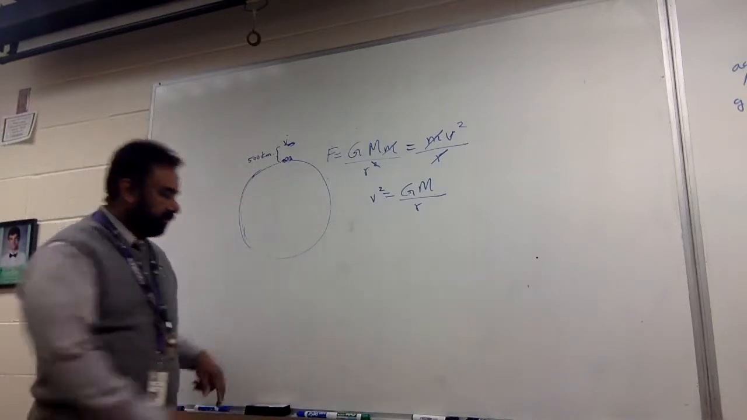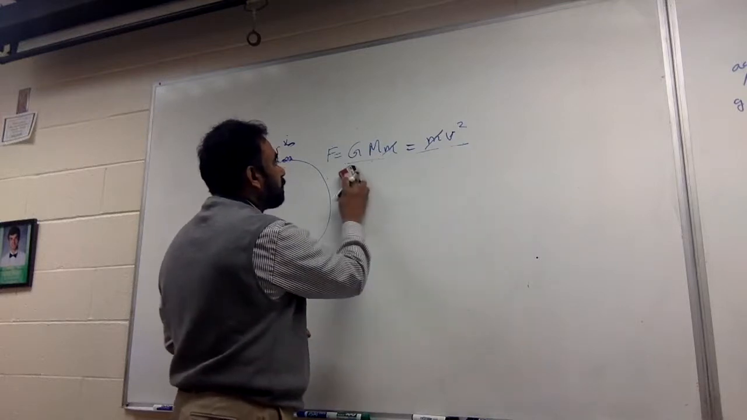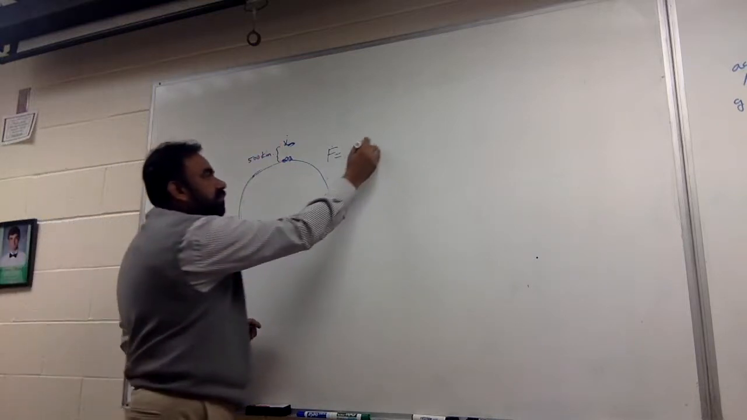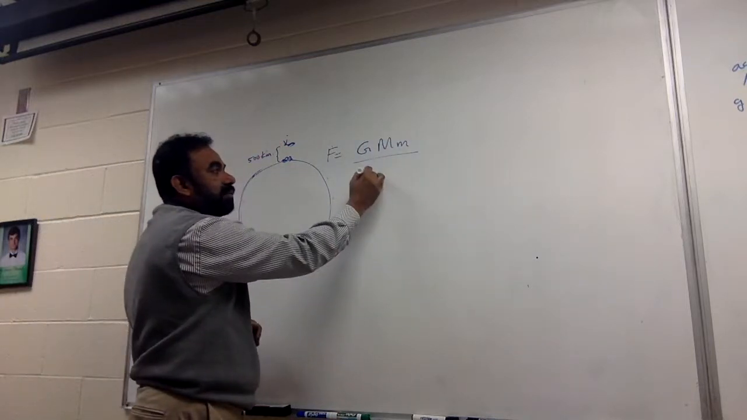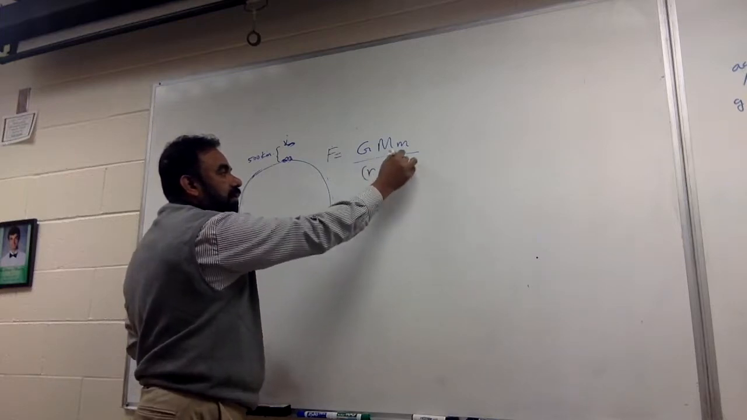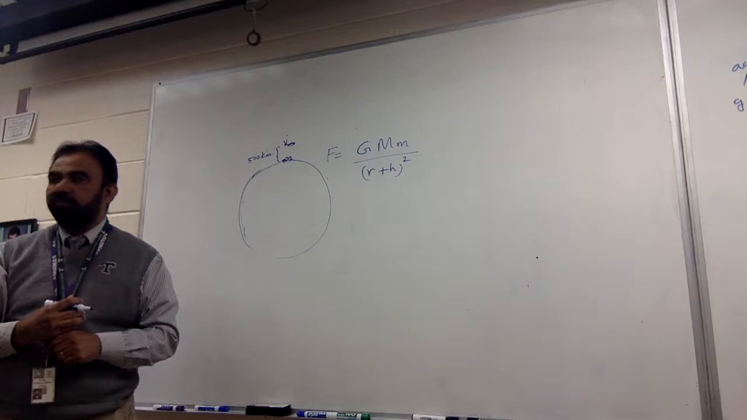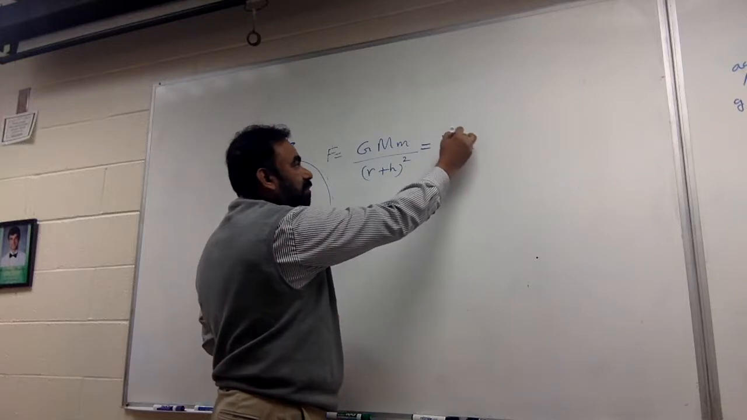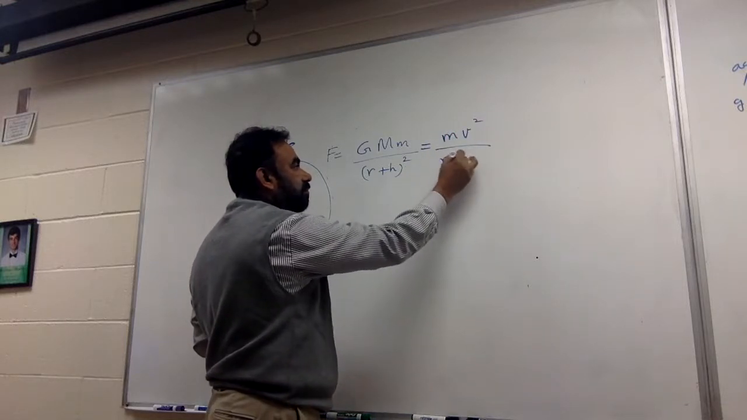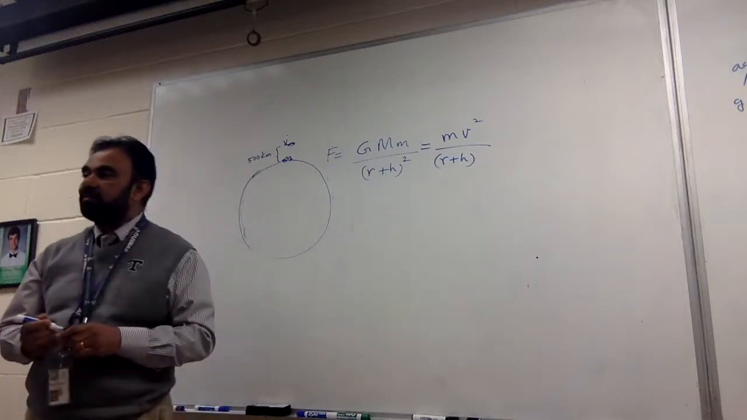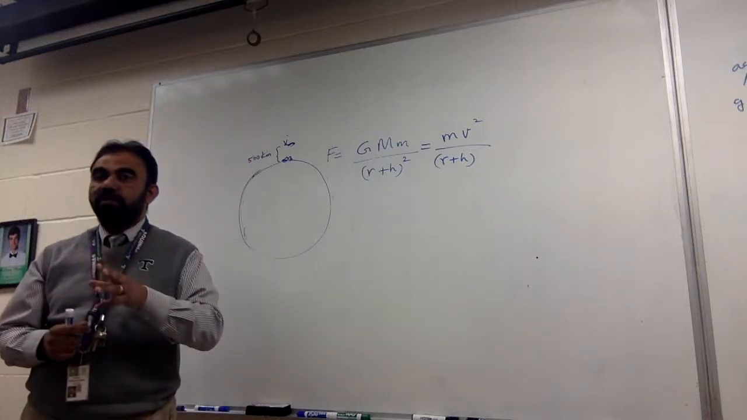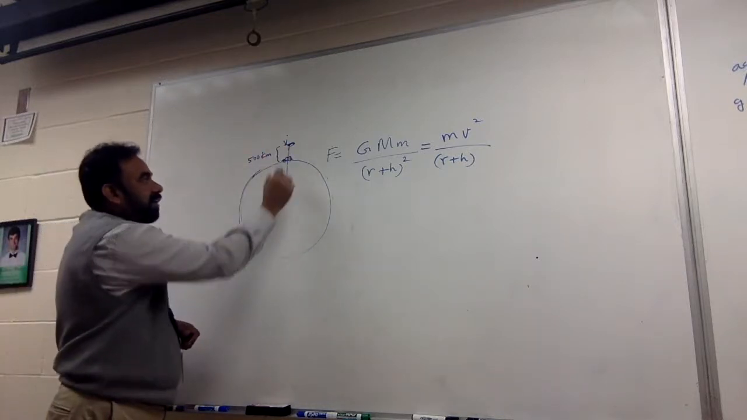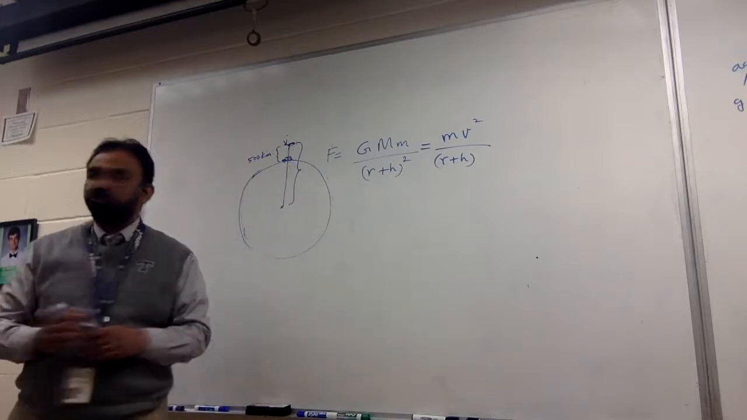Come back to this equation again. What are the forces acting on it? GMm over r squared. Is that right? That's the force acting on the satellite, gravitational force. And what is it in terms of centripetal force? You understand that? Centripetal force is what? mv squared over the radius of the turn. What's the radius of the turn taken? The radius of the turn taken is this, because it's going like that.